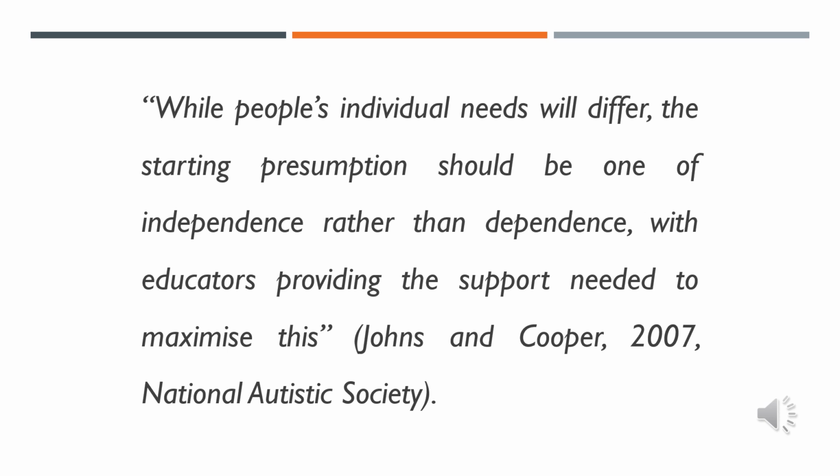This is because as educators, we need to support our student to develop independence. We can support them to develop independence by becoming successful at each of the roles within a collaborative group. So next time they work within a collaborative group, they can be assigned a specific role and they know how to complete that role. As Johns and Cooper state, while people's individual needs will differ, the starting presumption should be one of independence for students on the autism spectrum, rather than dependence, with educators providing this.